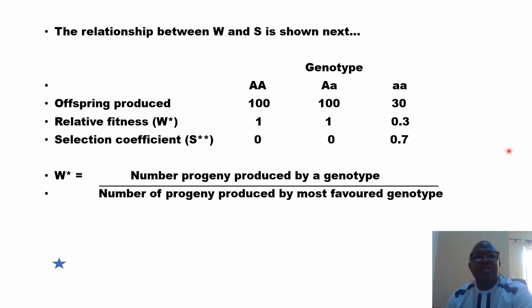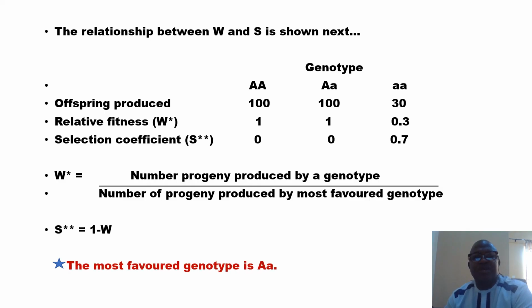So this is how we can go about calculating relative fitness: number of progeny produced divided by the number of progeny produced by the most favored. We had said that the heterozygotes are usually the most favored. They're able to survive extreme conditions, and selection coefficient is 1 minus this. So the most favored genotype is AA.